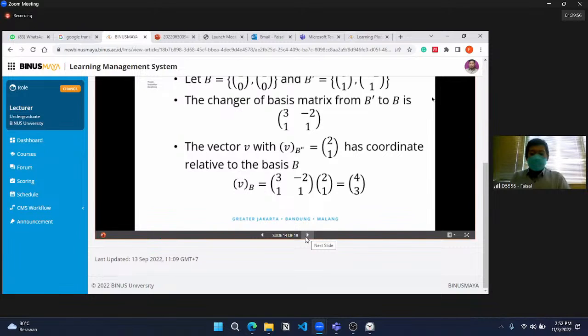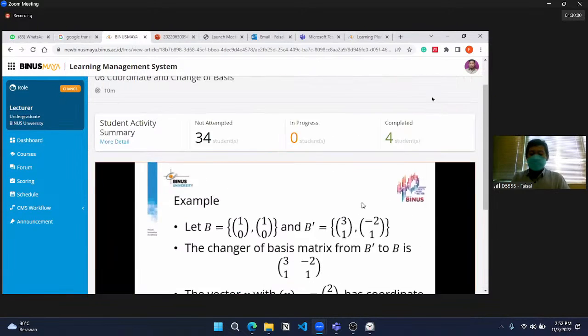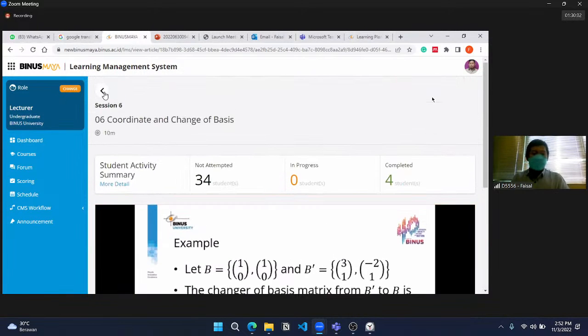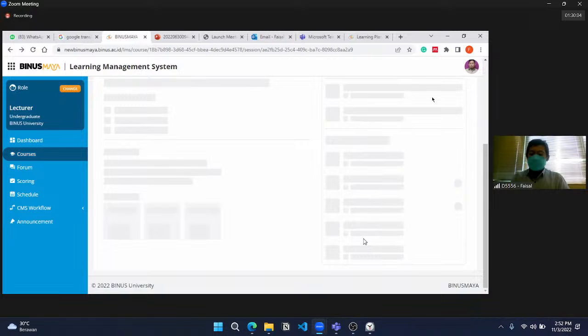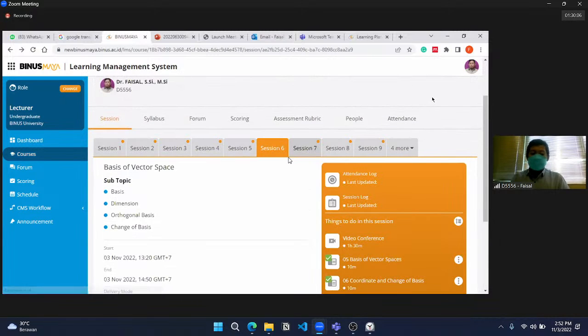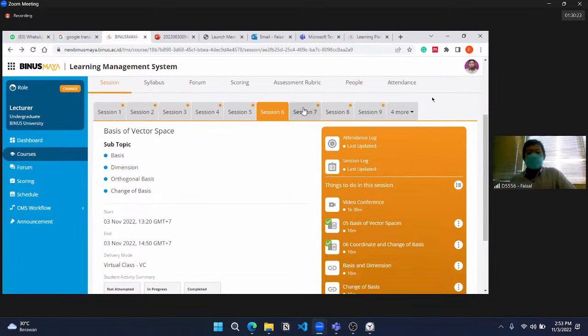Okay, I think we'll end this session because we have already finished. Is there any question before I close the session? Maybe later we will look at examples of coordinates and change of basis. Any questions?